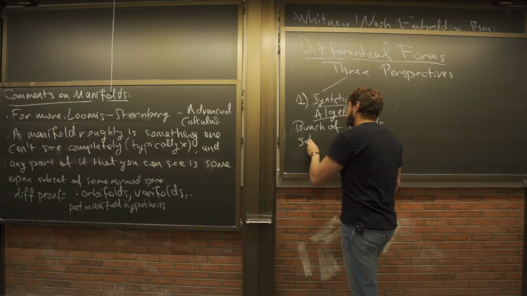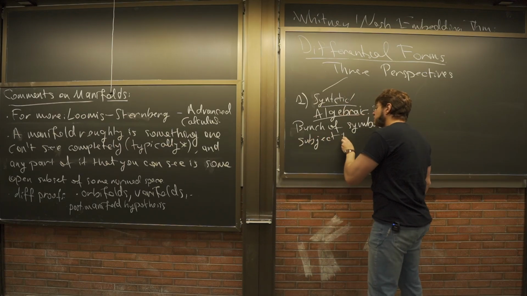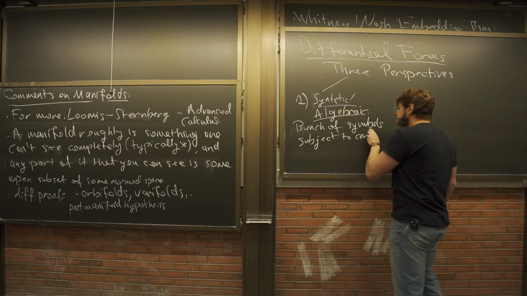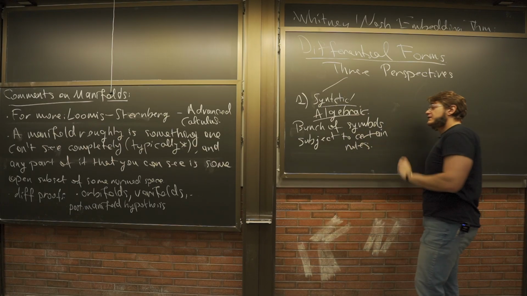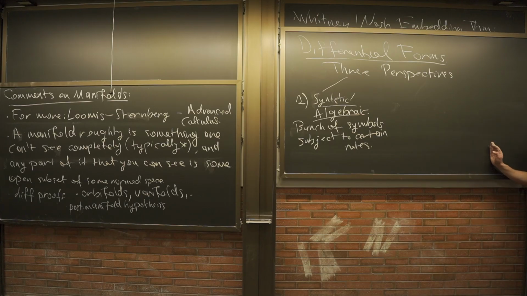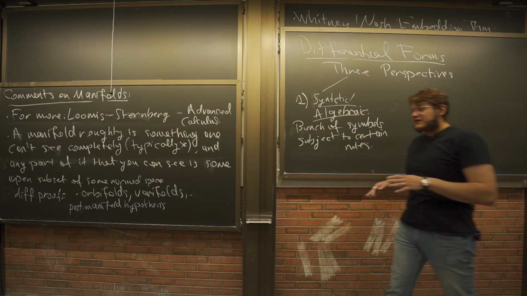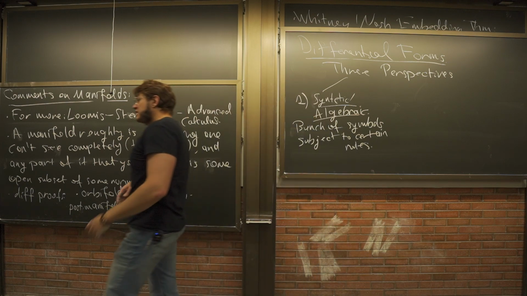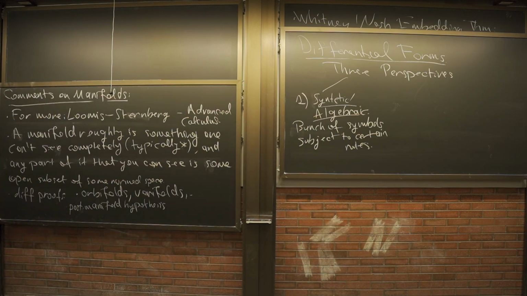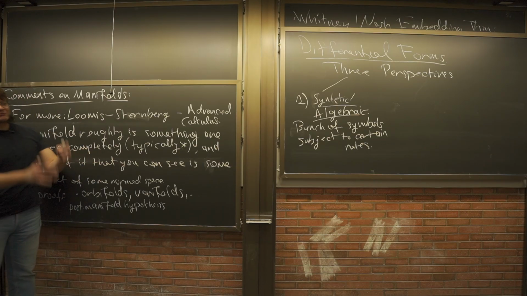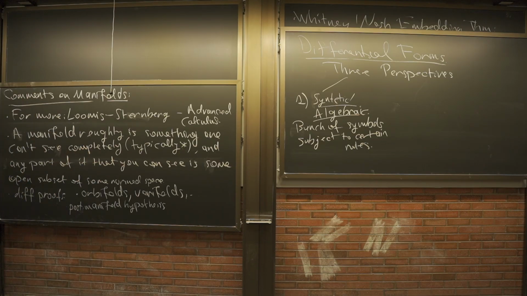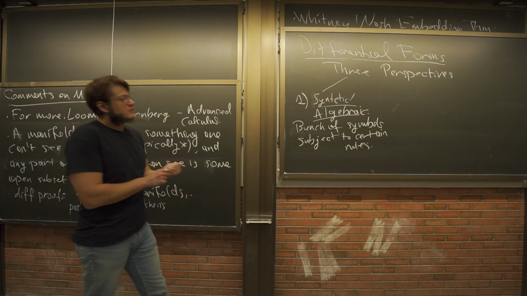Subject to certain rules. Okay, that's the first step. That's the first perspective. You say, I see this. We're going to see, it's like dx whatever. We're going to have a bunch of operations. We're going to have what is called wedge product. We're going to have exterior differentiation or derivative, and something called Hodge star. Okay, these basically give you everything.